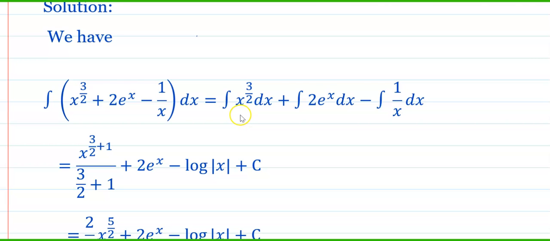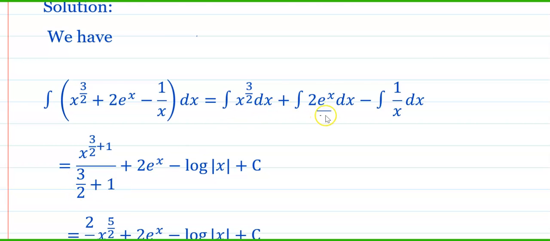Integral of x raised to 3/2 dx. As the 2 is a constant, keep it as it is: 2 times the integral of e raised to x dx, minus the integral of 1 upon x. Now again, the integral of x raised to 3/2 means what? x raised to 3/2 plus 1, upon 3/2 plus 1.